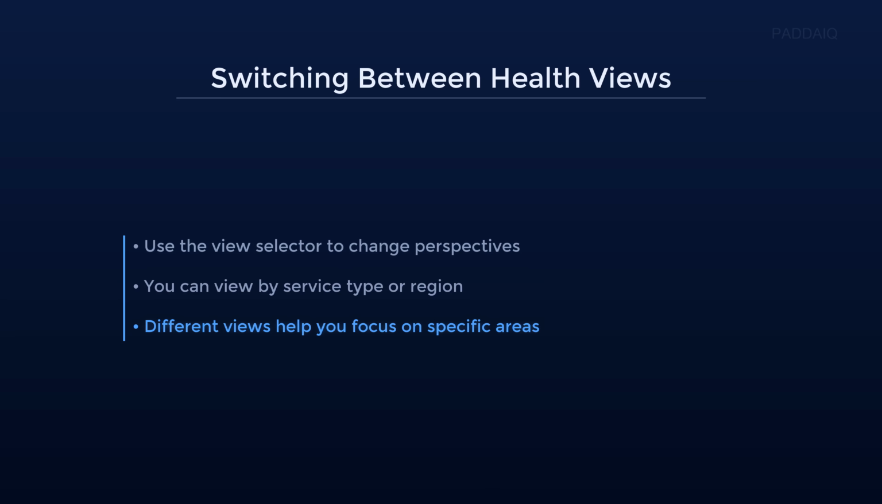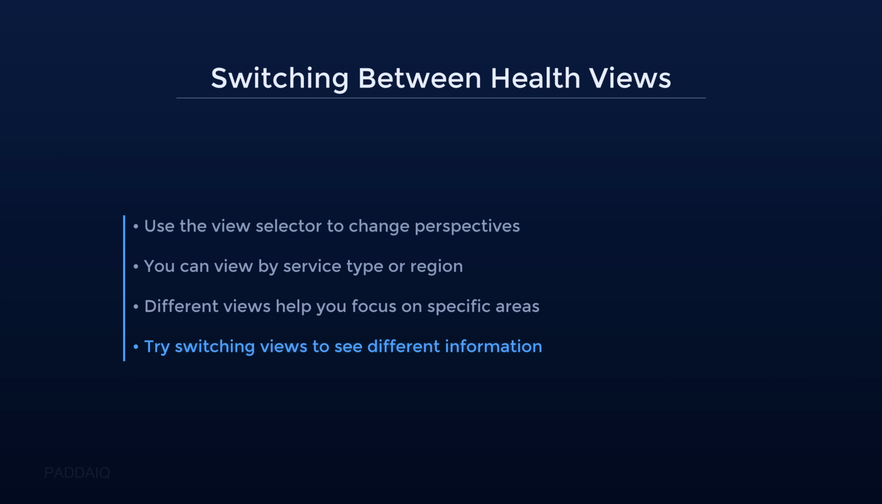Different views help you focus on specific areas. This means you can switch from an overall system dashboard to a detailed component view, isolating what matters. For example, if performance is slow, you might switch to a metrics view to analyze CPU usage without other distractions. This targeted approach makes problem-solving faster and more efficient.